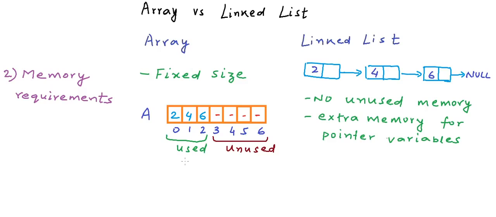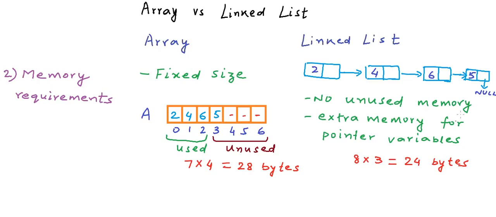So if you see, the memory requirement for this array of 7 integers is 28 bytes, and the memory requirement for this linked list would be 8 into 3, where 8 is the size of each node, 4 for the integer and 4 bytes for the pointer variable. So this is 24 bytes. If we add one more element to the list in the array, we will just use one more position, while in linked list we will create one more node and will take another 8 bytes, so this will be 32 bytes. Linked list would fetch us a lot of advantage if the data part is large in size.